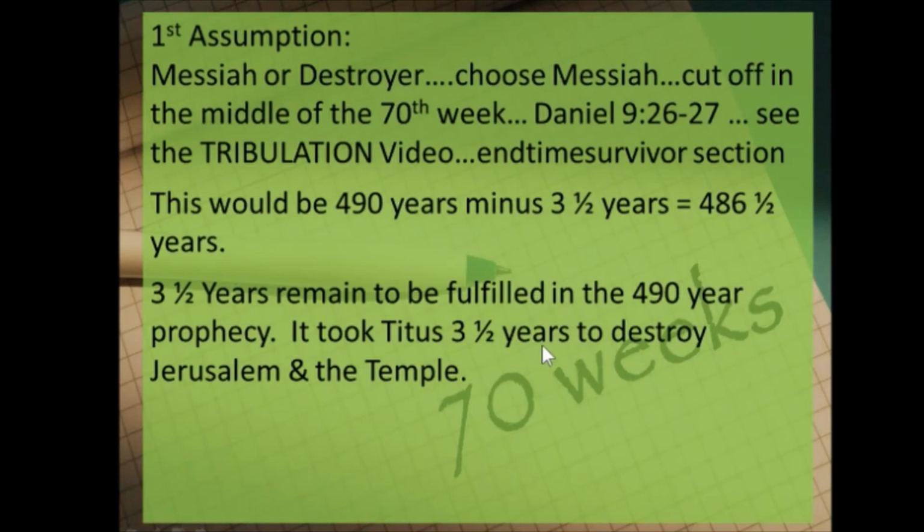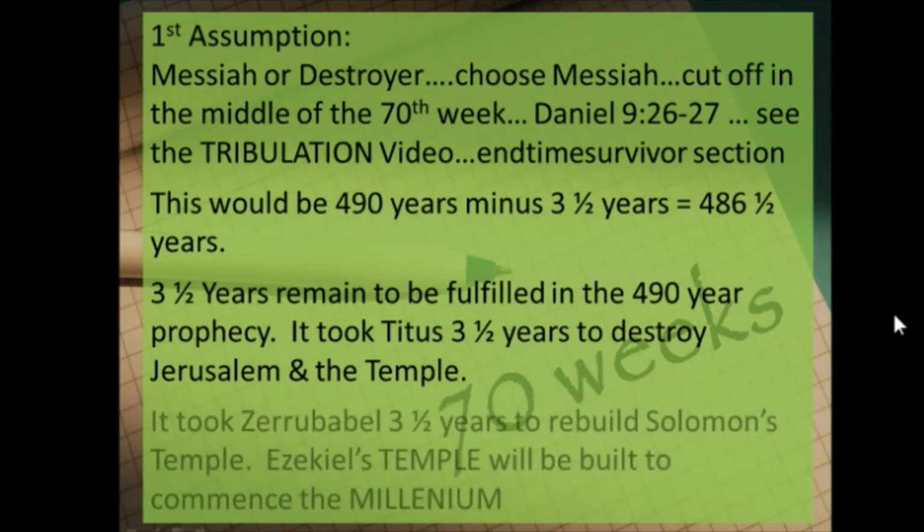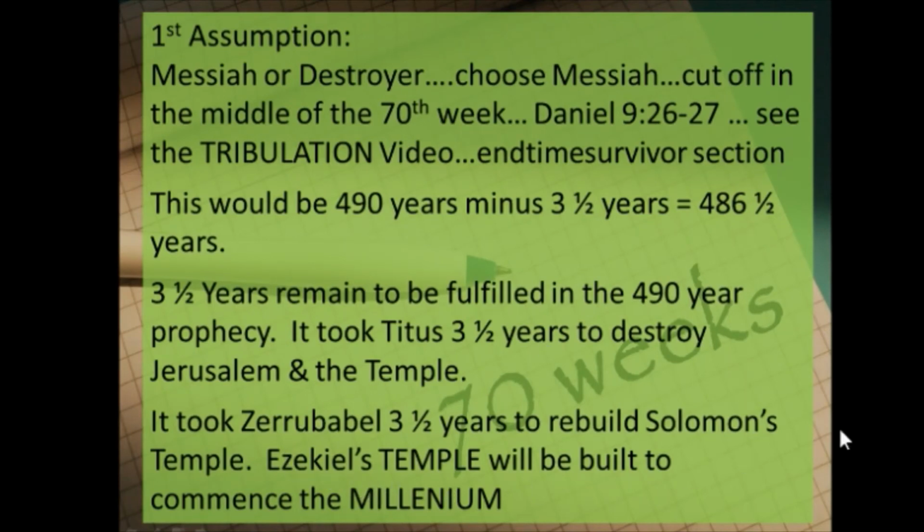It took Titus 3.5 years to destroy Jerusalem and the temple, from 66 and a half AD to 70 AD. We also know that it took Zerubbabel 3.5 years to rebuild Solomon's temple, from 520 to 516 and a half BC. And it will take 3.5 years to build Ezekiel's temple by Jesus and the Jews and the church, which is the commencement of the millennium. That's what we have to look forward to.